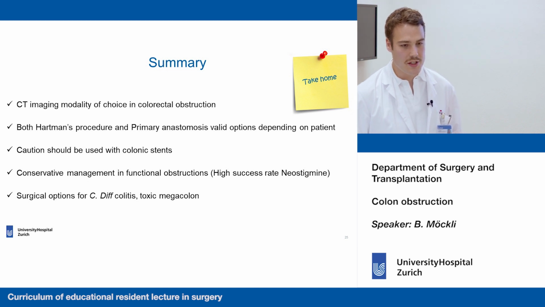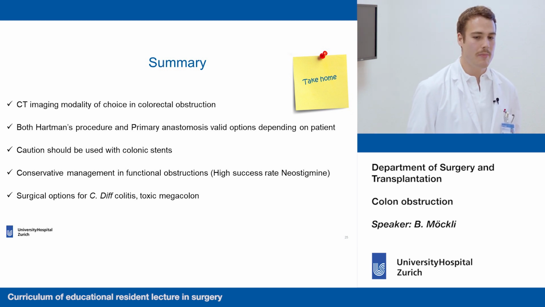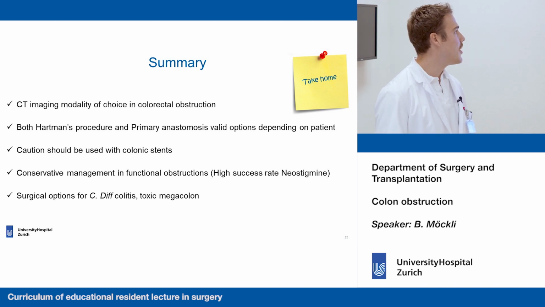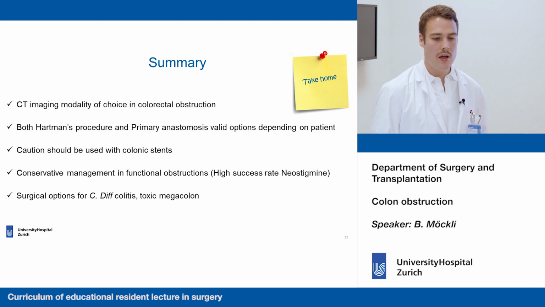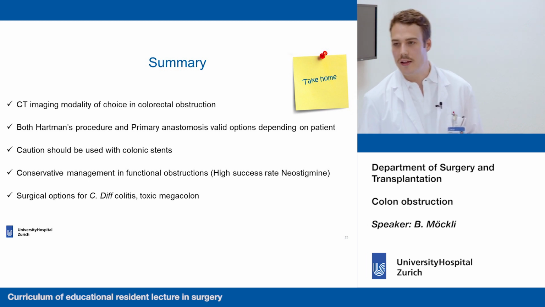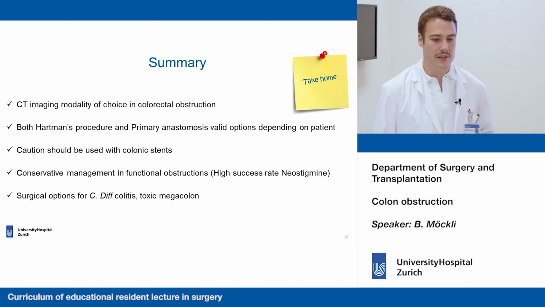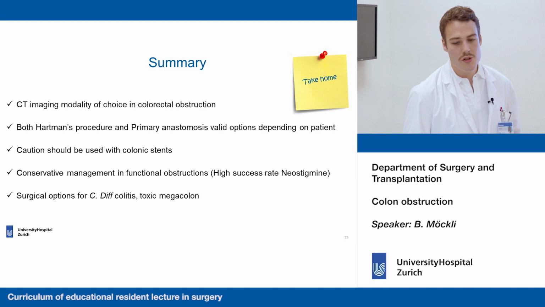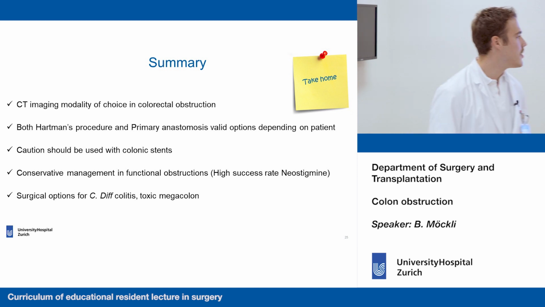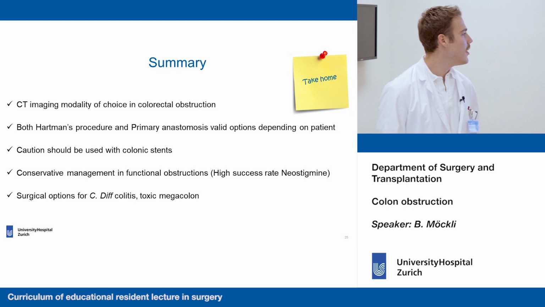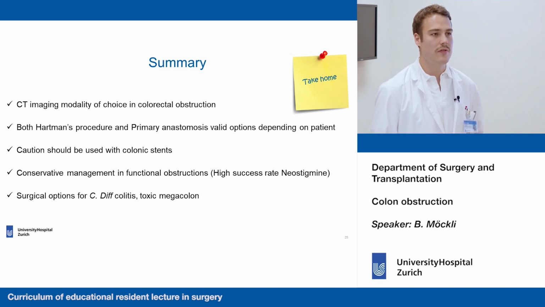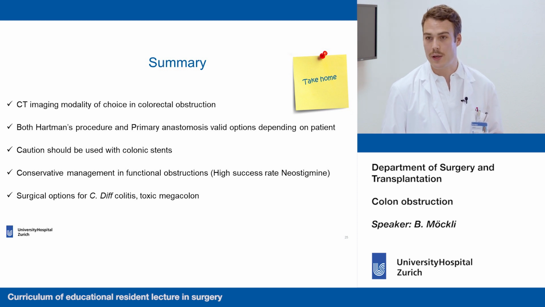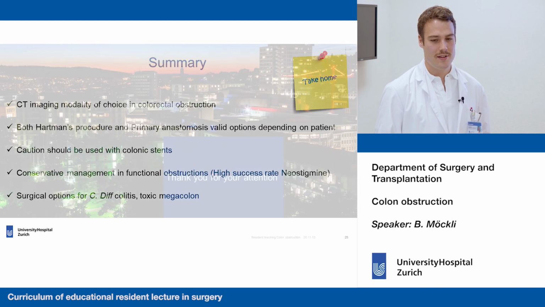So already at the end of the presentation, I'd just like to go over some take-home messages. CT imaging is the modality of choice in colorectal obstruction. Both Hartmann's procedure and primary anastomosis are valid options depending on the patient population and depending on the presentation. Caution should be used with colonic stents. Conservative management is at the forefront for pseudo-obstructions. Here is an example, the high success rate for neostigmine, and then that there are different surgical options for C. diff colitis, and that these patients need to be evaluated for surgery given the possible fulminant course. And that's it.